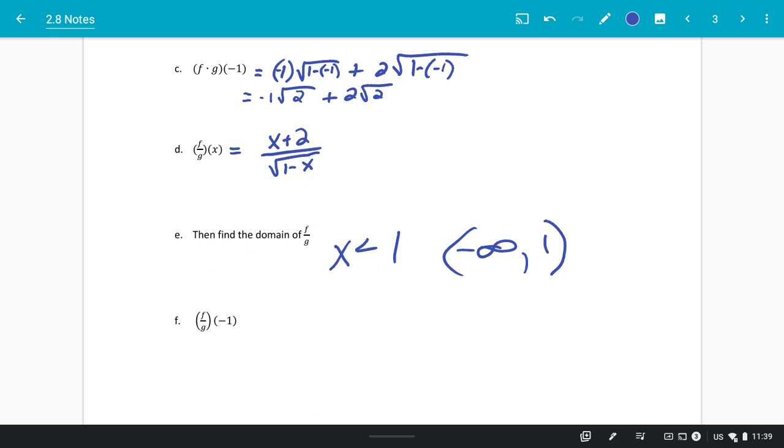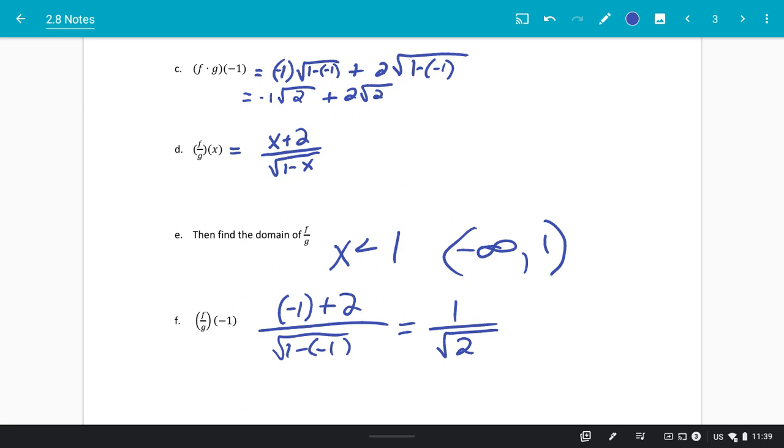And finally, can we plug in negative 1? Sure. Negative 1 plus 2 over the square root of 1 minus the negative 1, which is 1 over the square root of 2. Now, if you wanted to rationalize the denominator at this point, so we get rid of the square root, we could. I'm not going there right now.